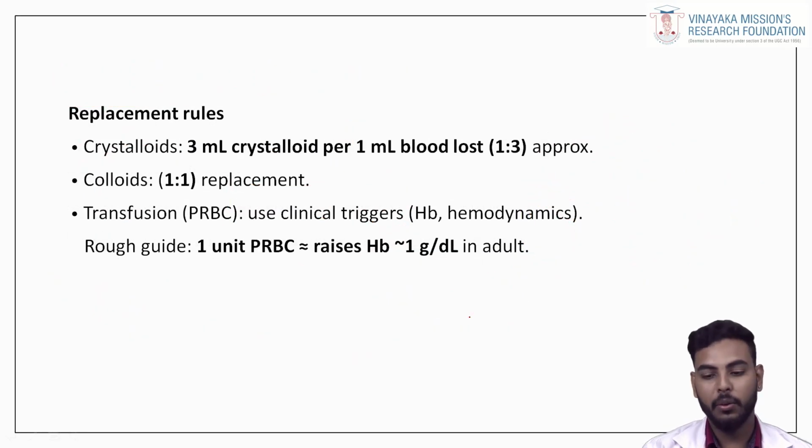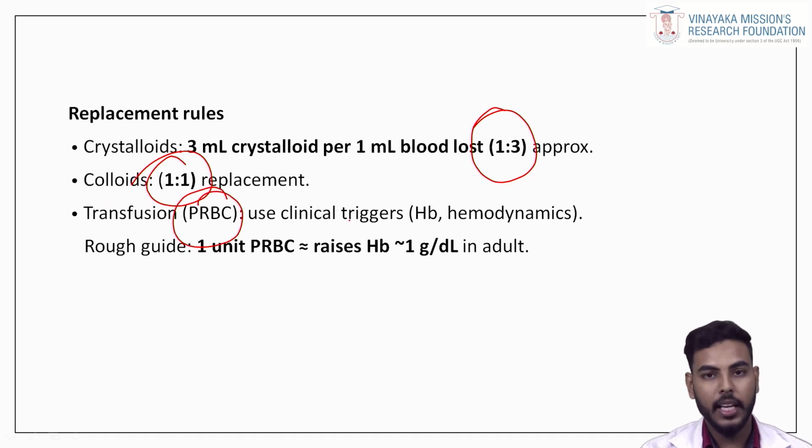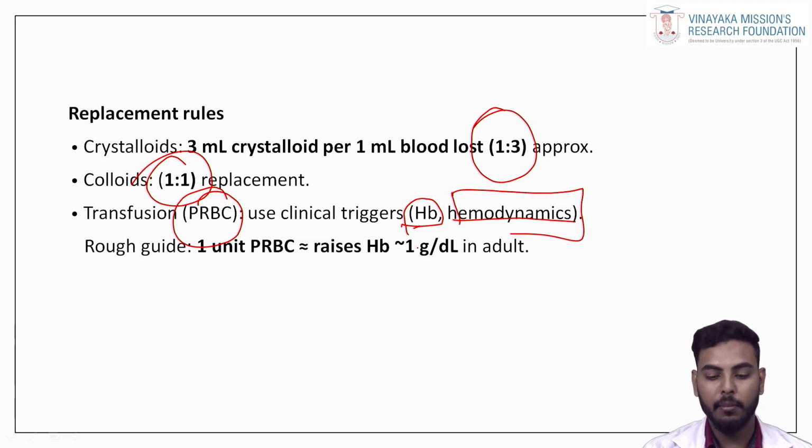So the replacement rules, already I have told you, for a crystalloid is 1:3. When there is 1 ml of loss, we will be providing 3 times the crystalloid solution. For colloids it is 1:1, that is 1 ml of loss, we will be providing 1 ml of colloid solution. When we are using a transfusion, that is packed red blood cells, we use clinical triggers, that is the hemoglobin values and hemodynamics, heart rate, blood pressure and mean arterial pressure of the patient, all measured. By using this they will be providing the transfusion.